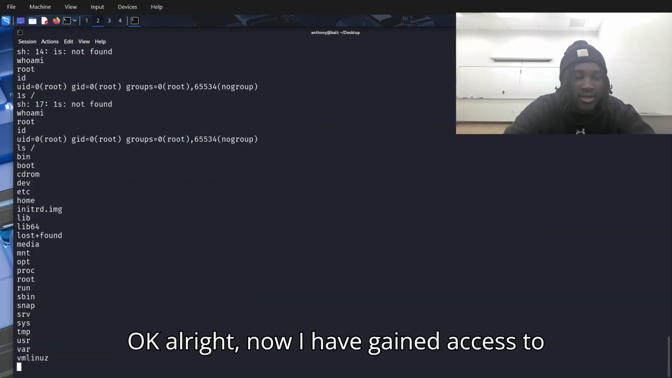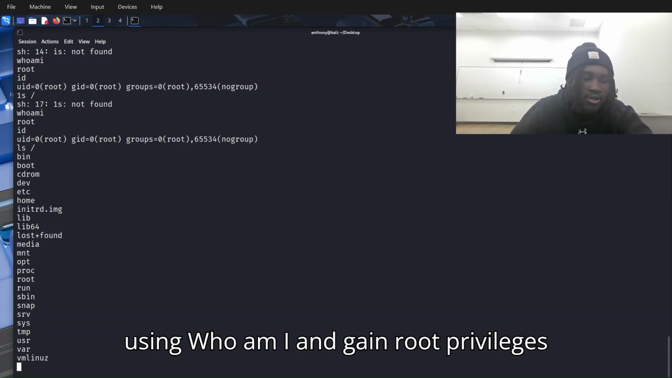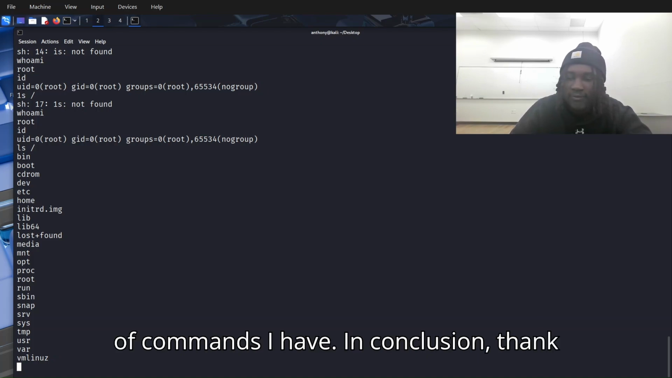All right, now that I have gained access to the machine, I can check my role by using whoami and gain root privileges, and then input ls to see the list of files.